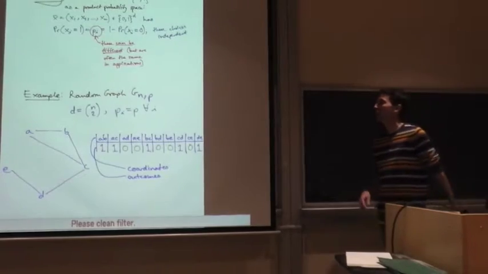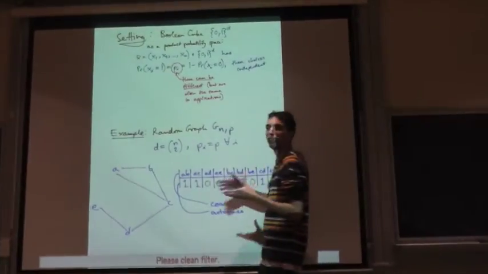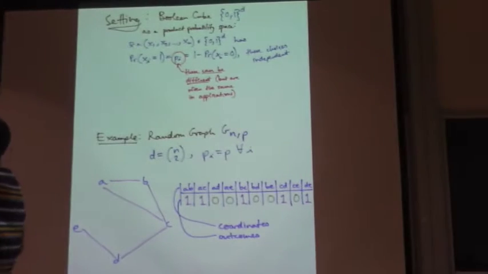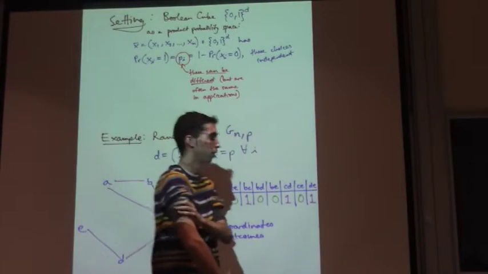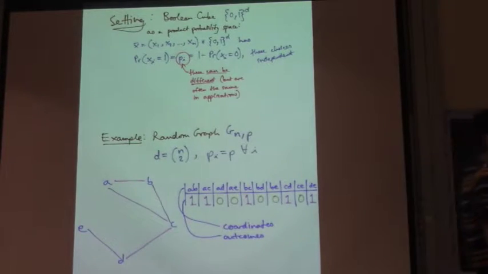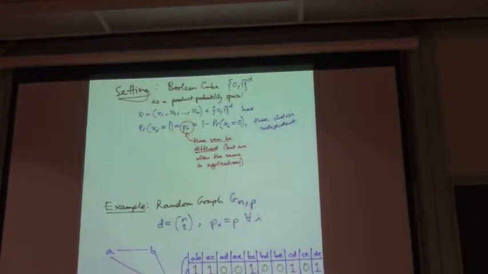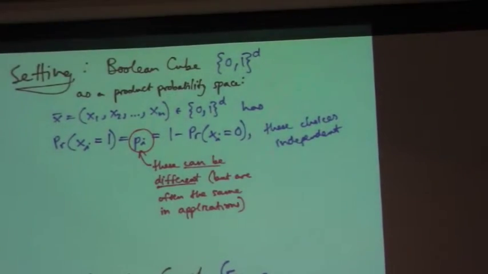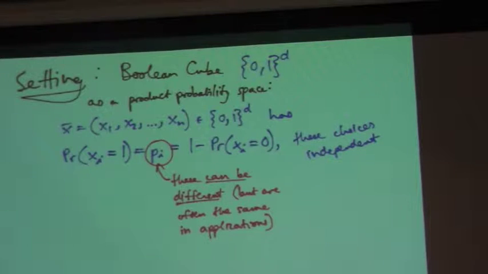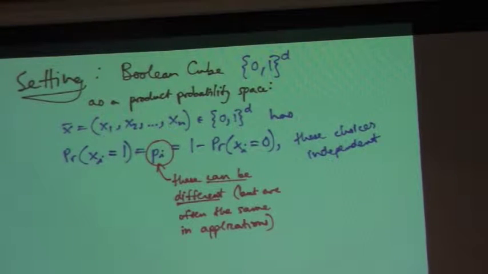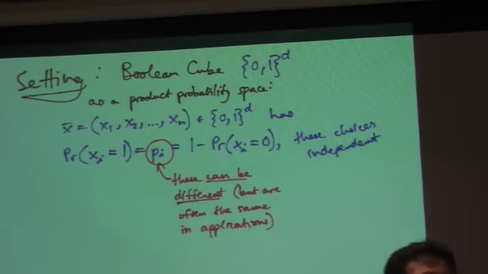Okay, so the setting here is we're talking about the Boolean cube, {0,1}^n, I think I said d. As a product probability space, the probability that the ith coordinate is 1 is p_i, and it's 0 otherwise. The p_i's can be different, although frequently in applications they're the same. This is a wildly general framework, even though it's not always viewed explicitly that way. For example, the random graph G(n,p) is an example of this.